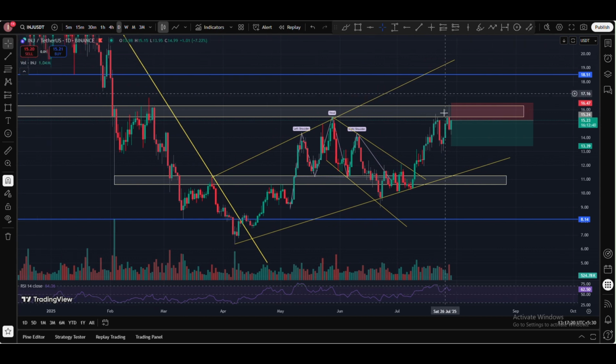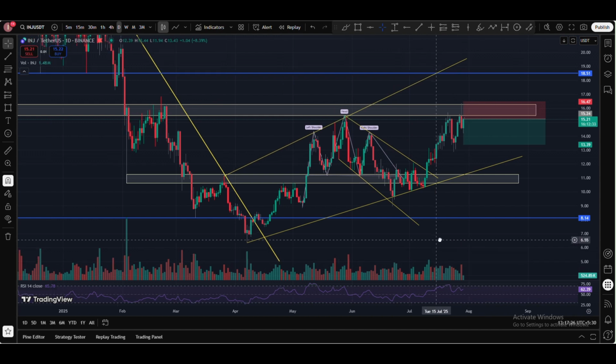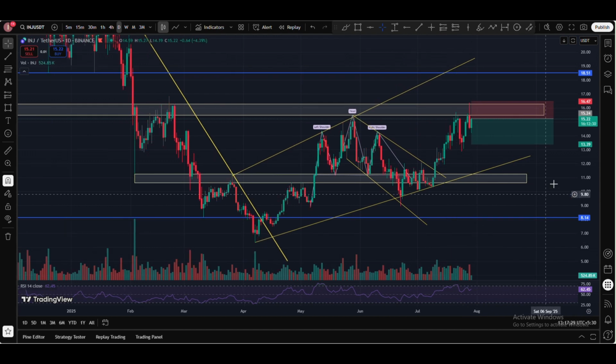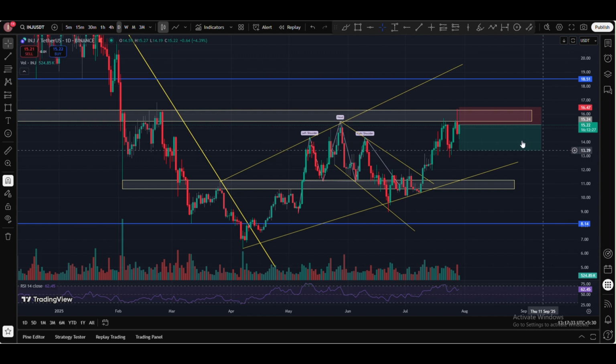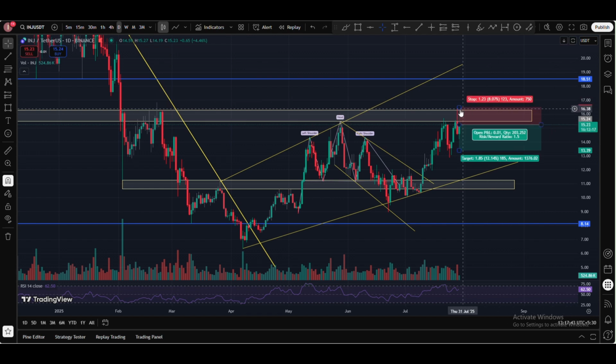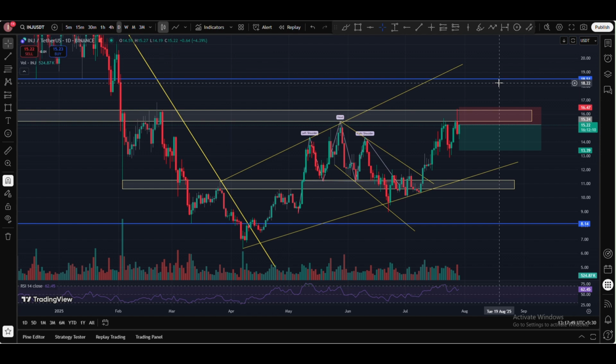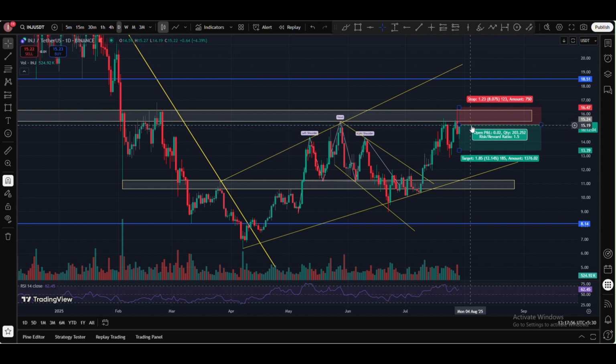Not only that, there is a volume bearish divergence, and you can enter at 15.23 and put the stop loss at 16.47. I got a 1 to 1.5 risk to reward ratio and my profit taking level is 13.39.